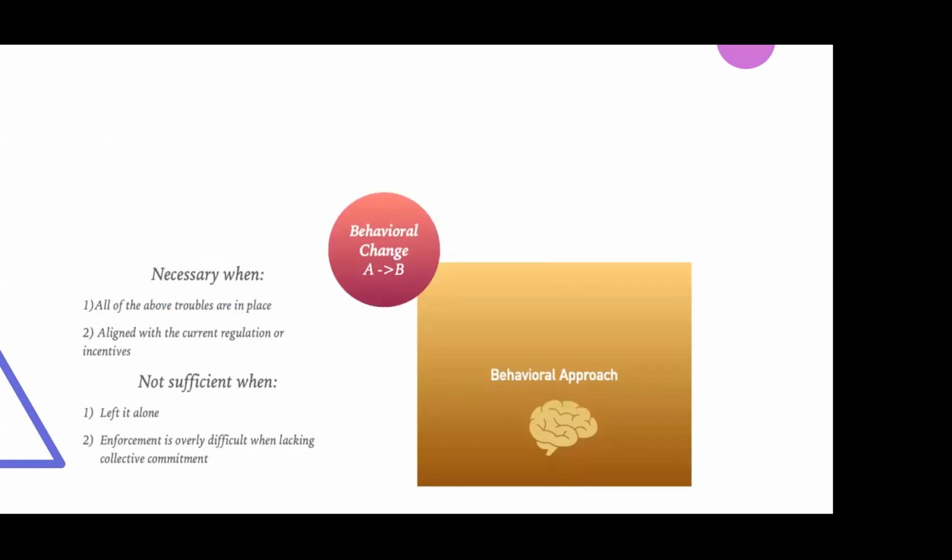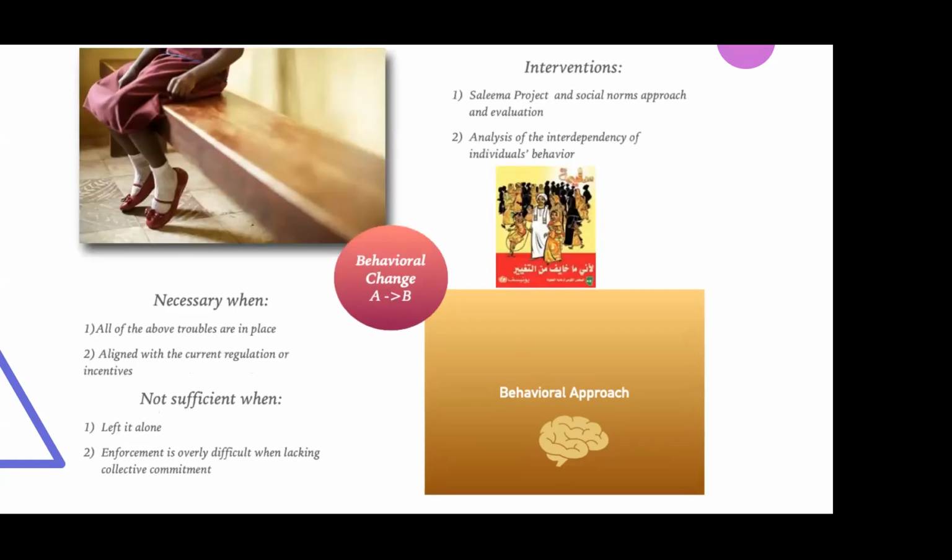And then there is the behavioral approach. The behavioral approach also has its pros and cons. It is necessary when all the above are in trouble. So every time the legal, the economic, and the marketing approach are in trouble, the behavioral approach can help. However, we cannot imagine an intervention only based on the behavioral approach, because we really need the regulation. We really need the presence of incentives. And indeed, it is not sufficient when it is left alone. And also, it is not sufficient when the enforcement is overly difficult, especially when there is a lack of a collective commitment.